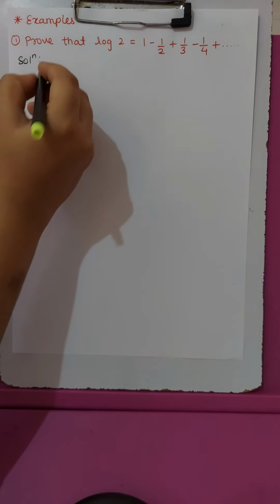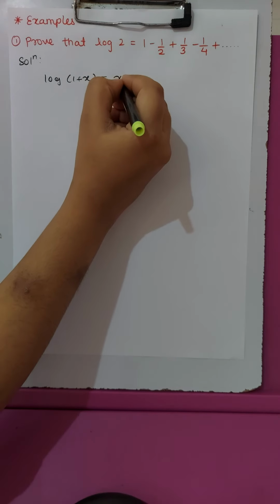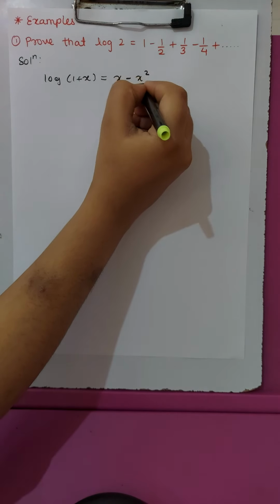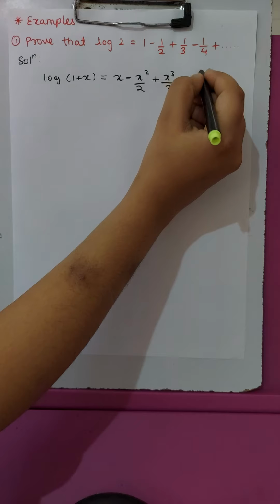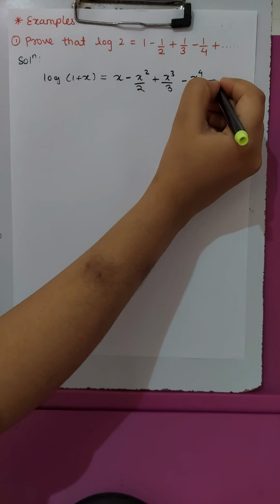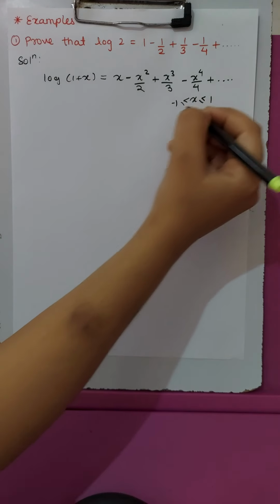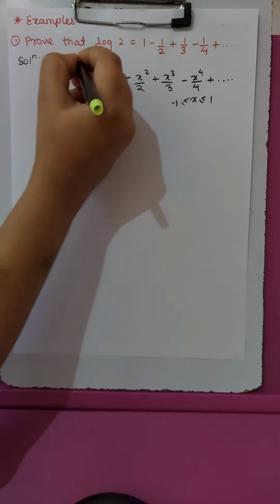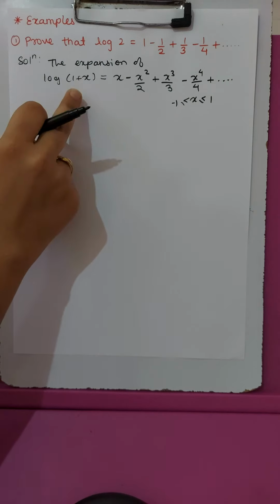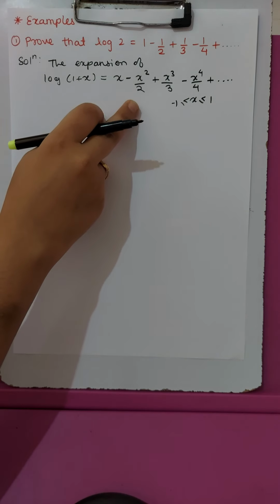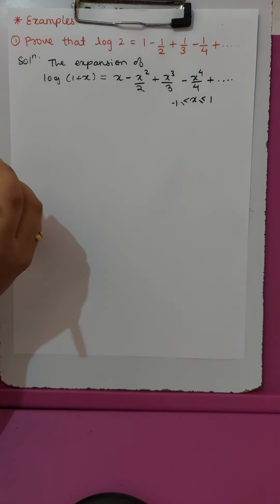is basically we know that log of 1 plus x is equal to x minus x square upon 2 plus x cube upon 3 minus x to the power 4 upon 4 plus, and so on, for x less than 1 and greater than minus 1. So we can write here the expansion of log 1 plus x is equal to x minus x square upon 2 plus x cube upon 3 minus x to the power 4 upon 4 plus so on.